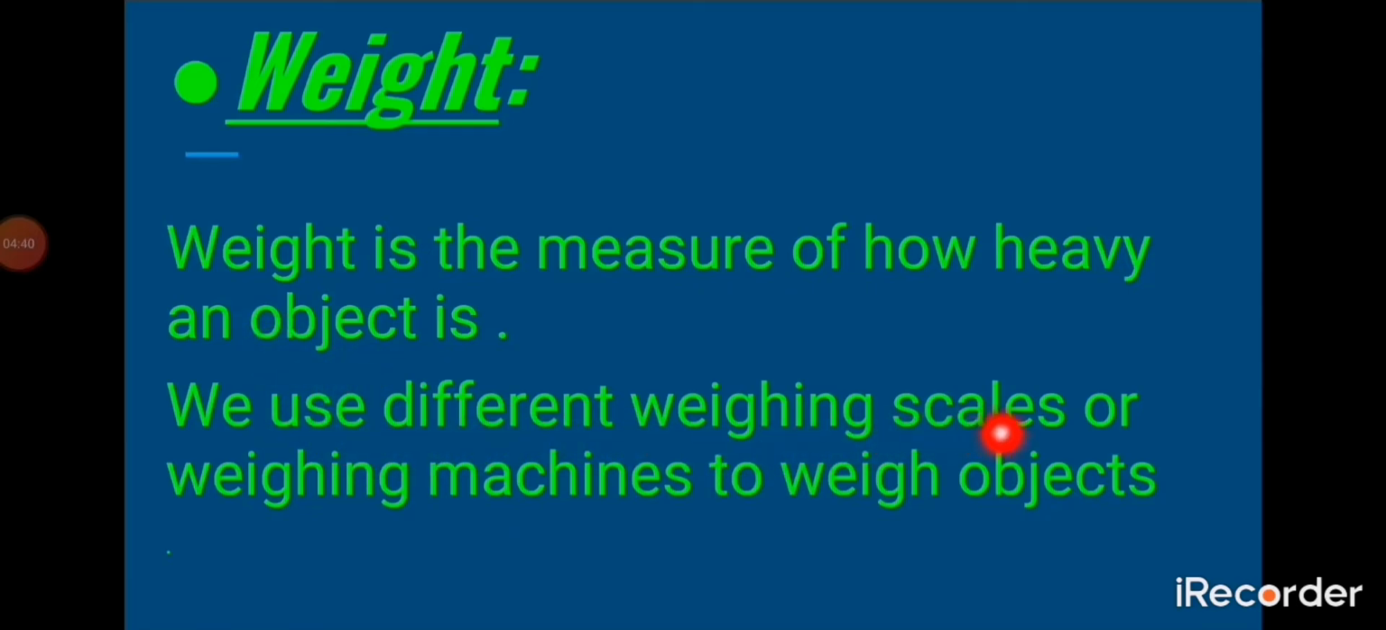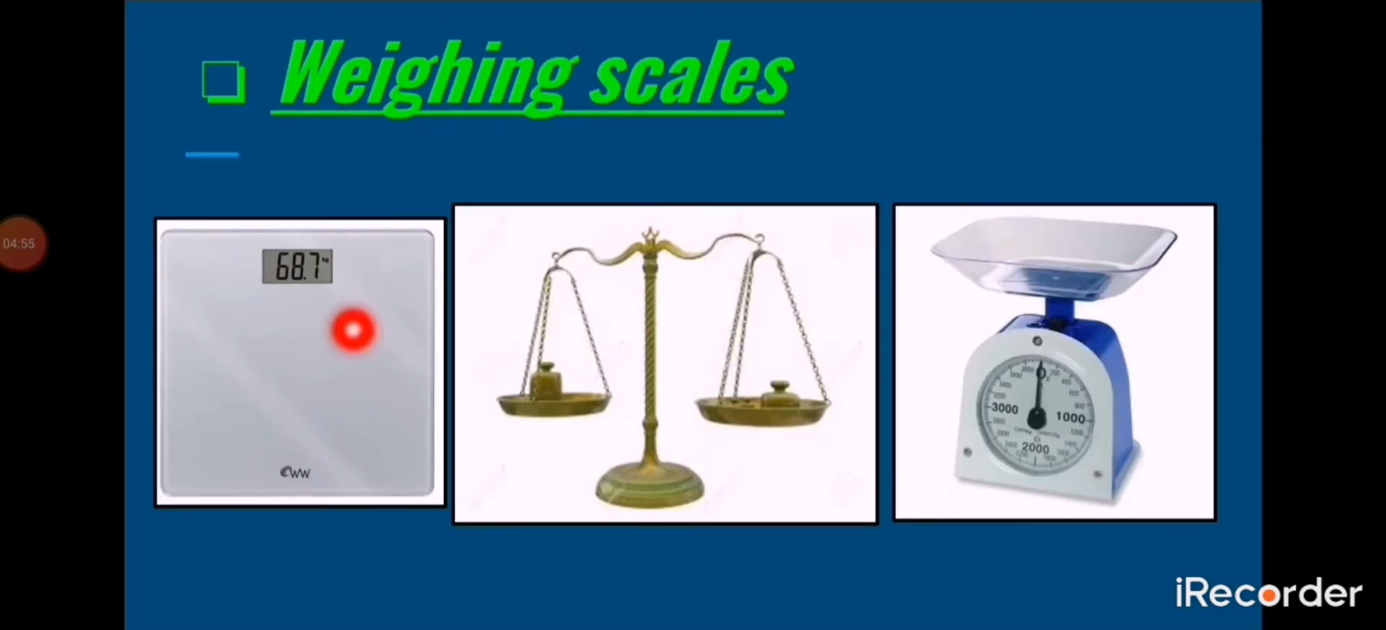We use different weighing scales or weighing machines to weigh objects. So, we can weigh things by using different objects or scales. They are available in markets and you can see these scales in our daily lives. Let me show you some. You can see there are 3 weighing scales here.